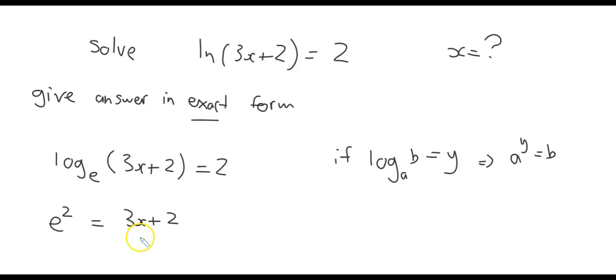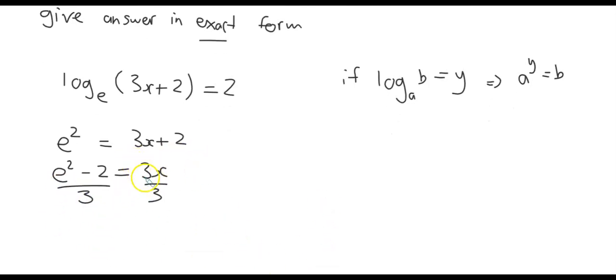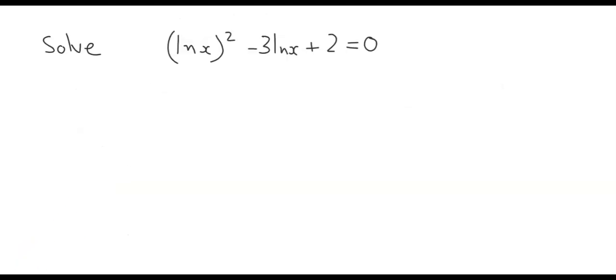So we want to make x the subject, so we can take 2 away from both sides and then simply divide by 3 to get x on its own. So that would give us the answer. So x is equal to e squared minus 2 over 3. So that would be exact form.